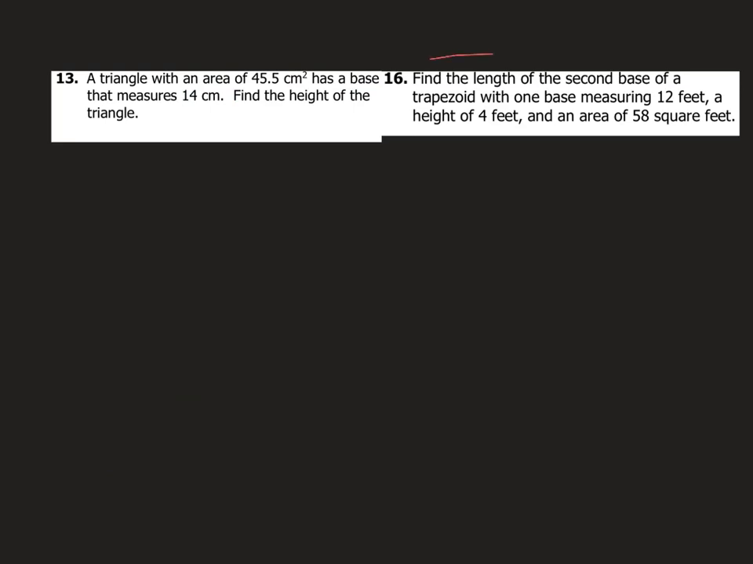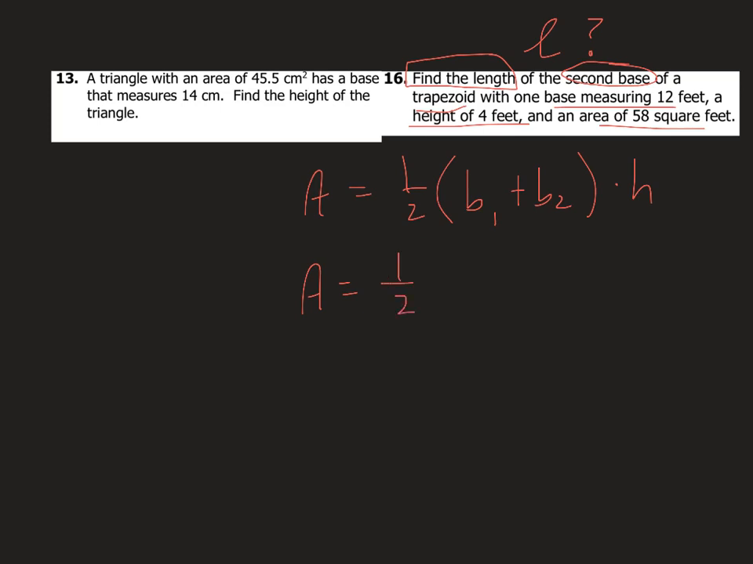16. Find the length, right? So apparently we don't know the length, right? So length is our question mark. Of the second base, sounds like we're heading into trapezoids. That's the only one I know that has multiple bases. The second base of a trapezoid with one base measuring 12 feet, height of 4, an area of 58 square feet. So again, trapezoid, 1/2 times open parentheses base 1 plus base 2 times height. Now let's substitute in the pertinent information. Area equals, it says find the length of the second base with one base measuring 12 feet plus, I don't know, close, height of 4, and I guess I can scrap the area and I can put in the value, that is 58 square feet.